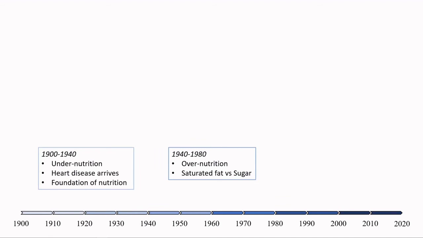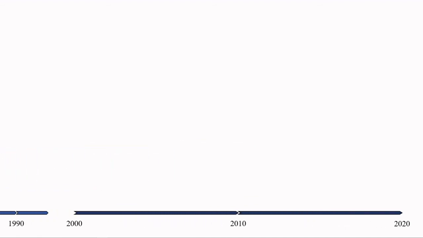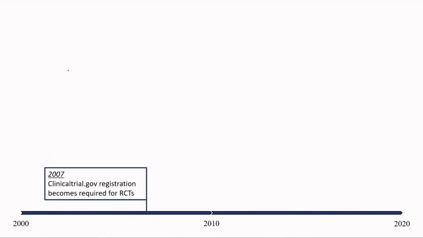And finally, we have the 2000s through 2020. In 2007, clinicaltrials.gov required registration of all randomized controlled trials. Although it existed before, this was when it became mandatory after being expanded in 2007. Currently, up through today, nutritional, epidemiological, or observational studies are not required, unfortunately, to be registered.